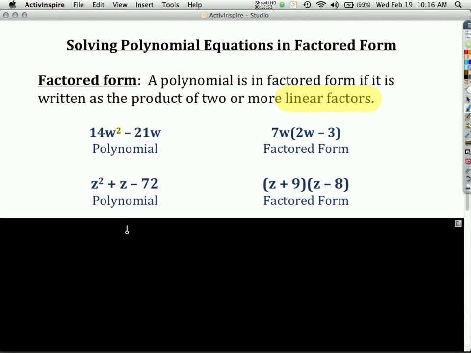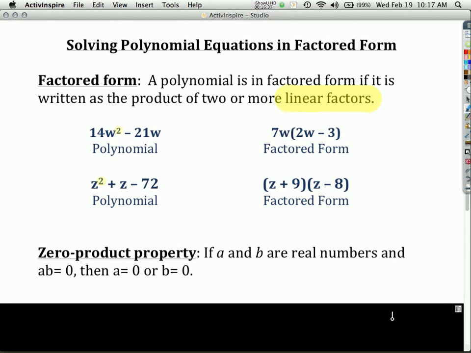Here's another example. A trinomial. This is the polynomial, and then you see that it's got an exponent of 2. That one exponent changes everything. Here's what it looks like in factored form. Z plus 9 is linear. Z minus 8 is linear. We can solve those. So that's our goal today, to be able to convert from a polynomial into its factored form and to solve an equation that's in factored form. Okay? Any questions so far? Good.